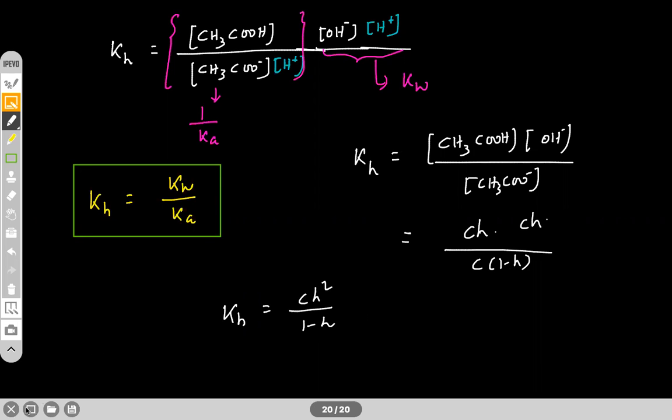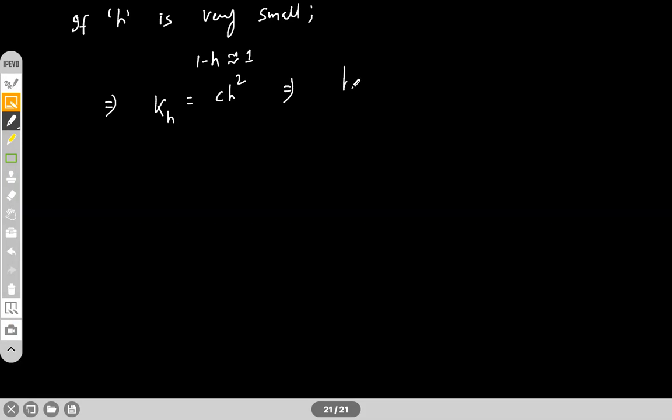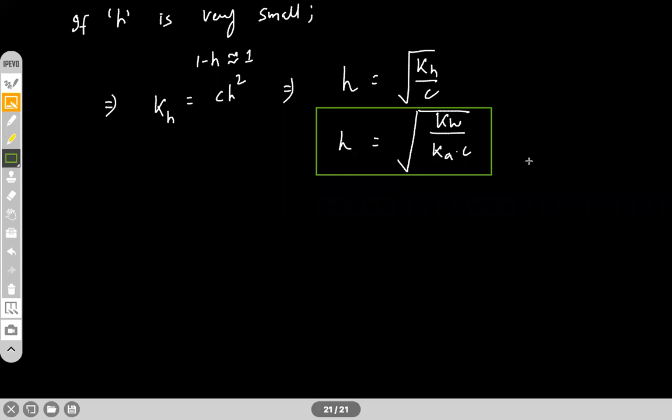Okay. Again, we have an assumption. If h is very small, we can take 1 minus h almost equal to 1, and hence KH equals Ch square. KH we know already. So h equals root over KH by C. KH is KW by KA, just now we did on the previous page, you see. Into this. So this also they ask sometimes in the exam, the formula of h here. Right, this is also very important.